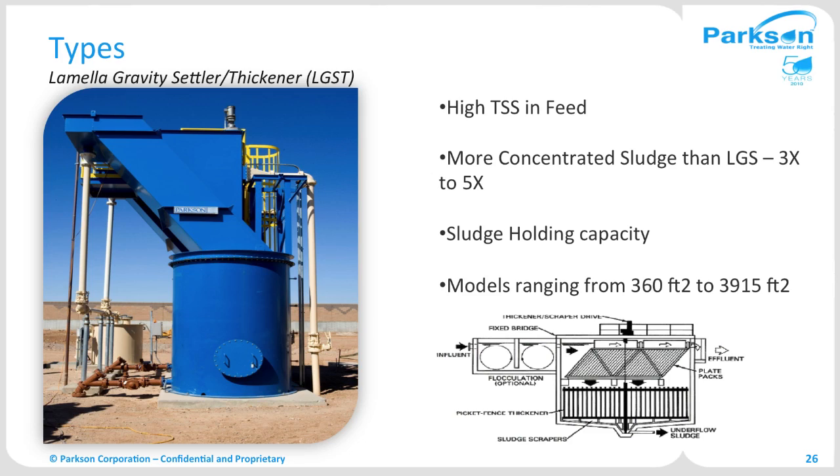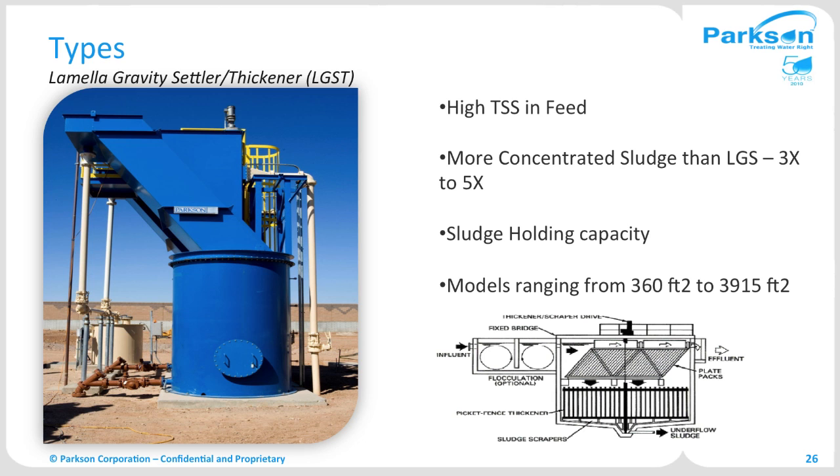The second model is the LGST, which is called the Lamella Gravity Settler or Thickener. This has a thickening tank underneath and has a rake bottom inside, which slowly moves and thickens the sludge. We usually use this model for high turbidity applications, high total suspended solids in the feed. This will generate sludge 3 to 5 times more concentrated compared to the LGS, the hopper bottom unit. It has high sludge holding capacity, and the model ranges from 360 to 3,915 square foot.